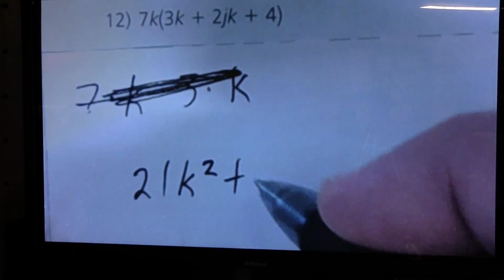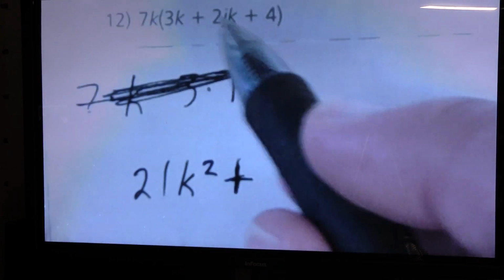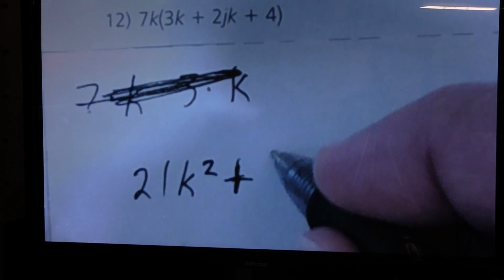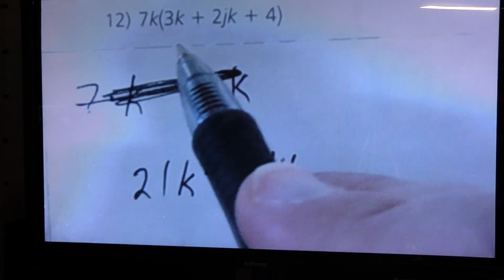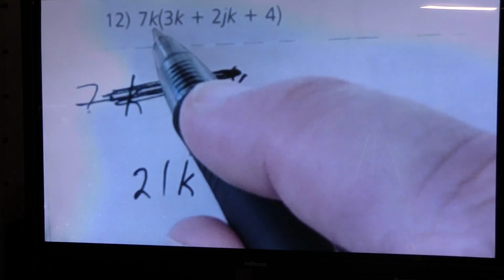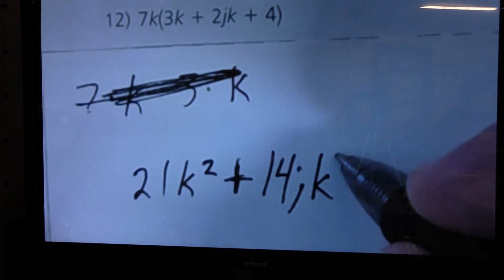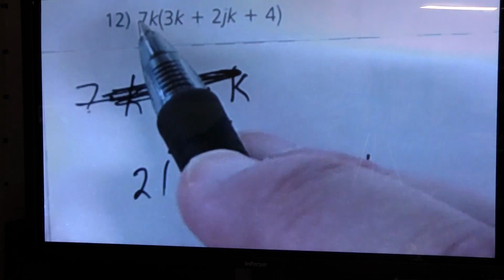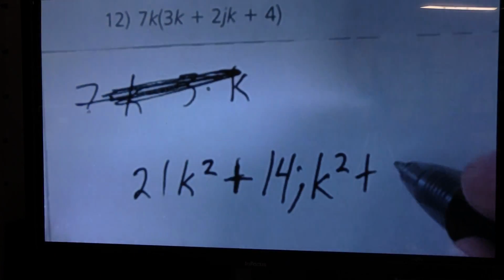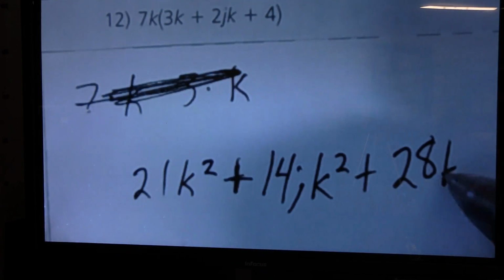So here, and I'm not going to go through it step by step like I did here. 7 times 2 is 14. And then I have j by itself. And then I have a k here. And I know k times k is k squared. And then I have 7 times 4 is 28. There isn't another k here, so I say 28k.